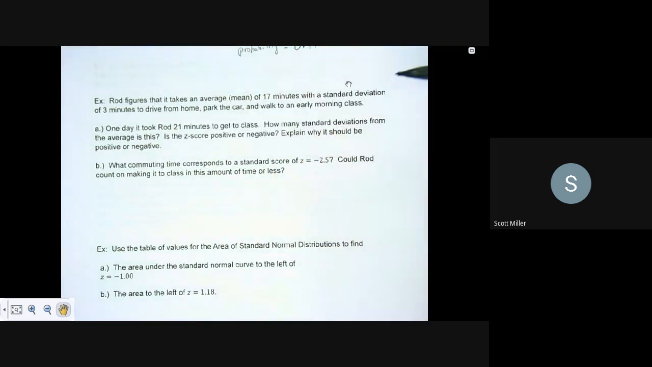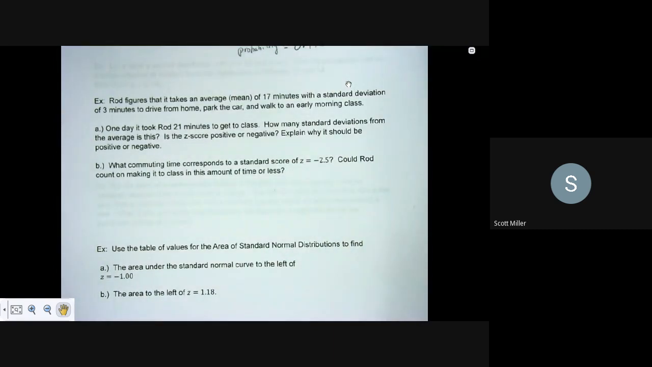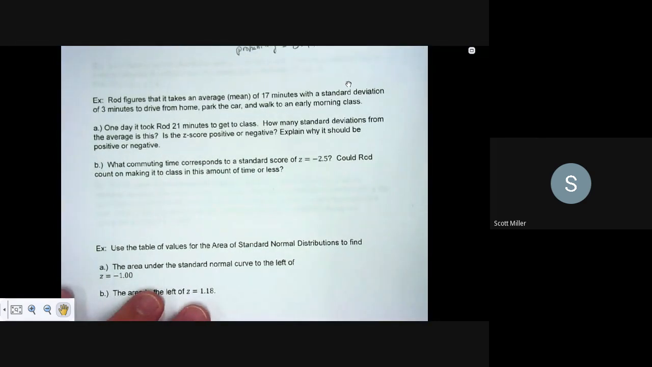And then the next question is, is the z-score positive or negative? Explain why it should be positive or negative. So how do I know that it is? Okay. So part A, and then we'll do part B here in just a moment. So let's look at part A. All right, so I'll write it down here.